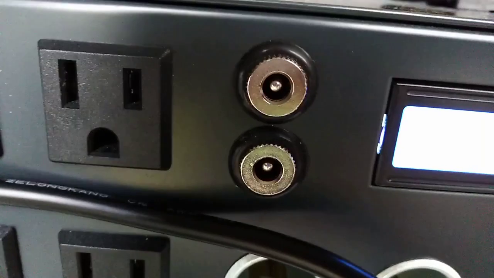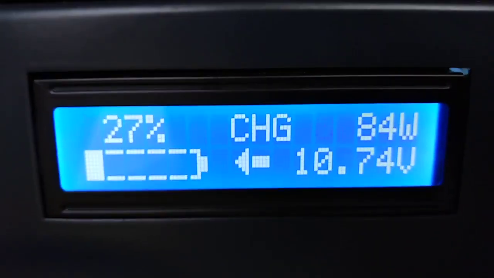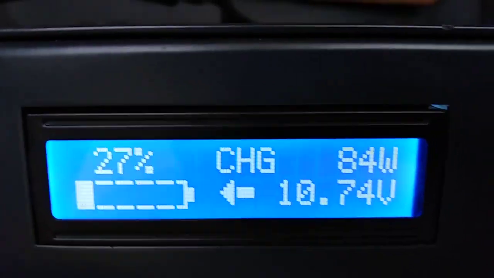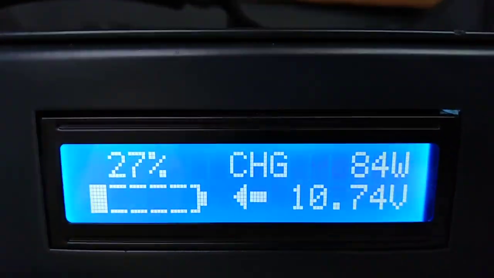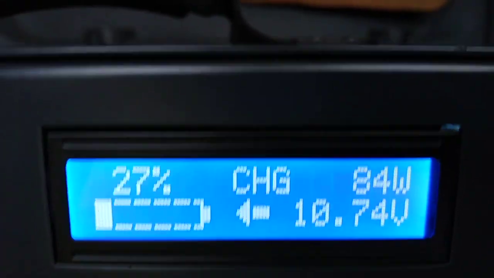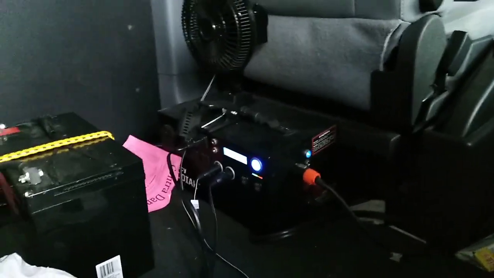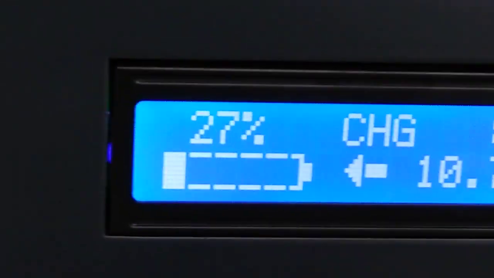And so it's now saying 27% battery, CHG charging, 10.47 volts at 87 watts. And I'm taking it over to the Kodiak. There's the Kodiak. And the Kodiak is on and it's charging my Apex.